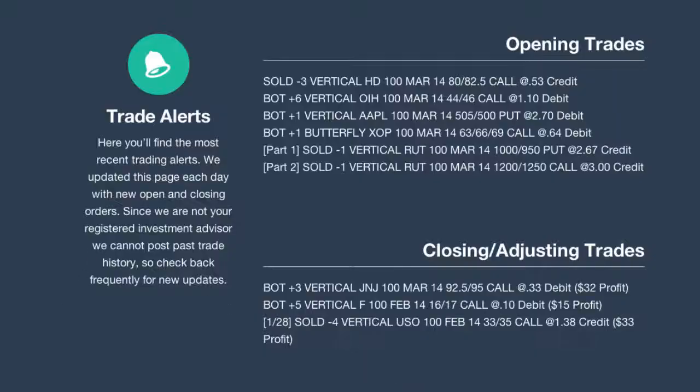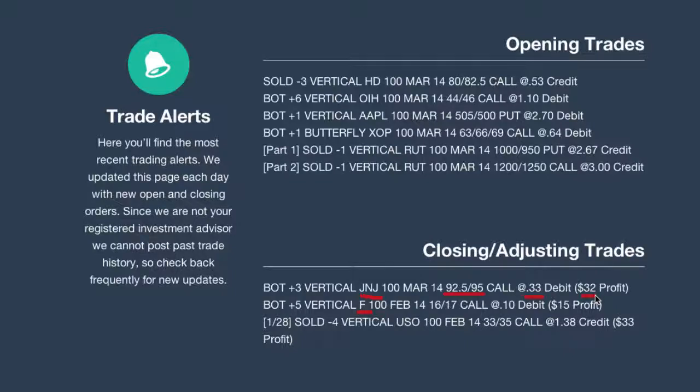The two other ones that we got rid of today were the vertical call spread in J&J and also the vertical call spread in F, which is Ford. In Johnson & Johnson, we had the 92.5, 95 call spread. Got rid of that for a 33-cent debit. Made $32 per spread on that. Nice little profit. Made about half the total premium that we could make. So we are practicing what we're preaching.